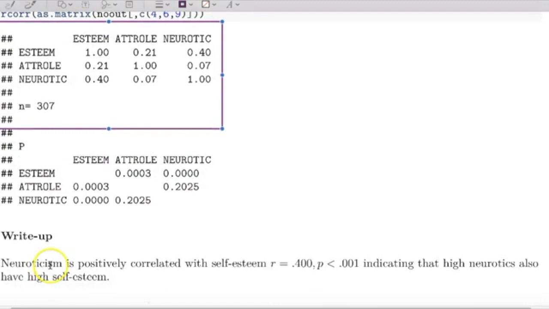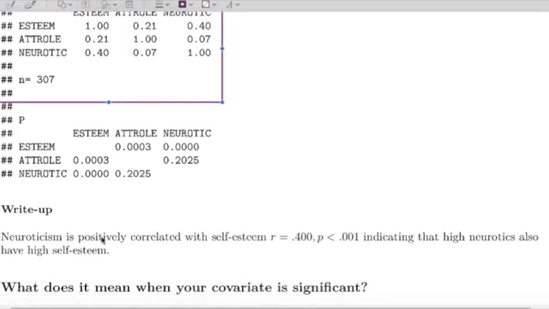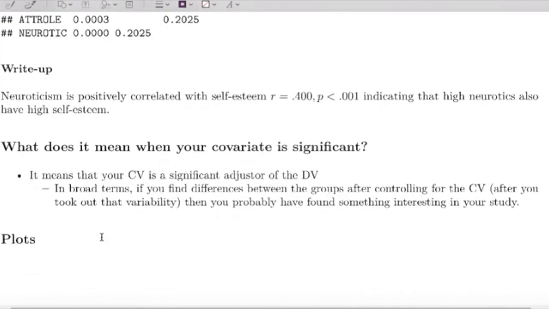So my write-up for this would be: neuroticism is possibly correlated with self-esteem, which is 0.4, not a big correlation. And it was significant because that's a very small p-value, indicating that high neurotics also have high self-esteem. I'm not a psychologist, but that sounds reasonable to me based on people that I know.